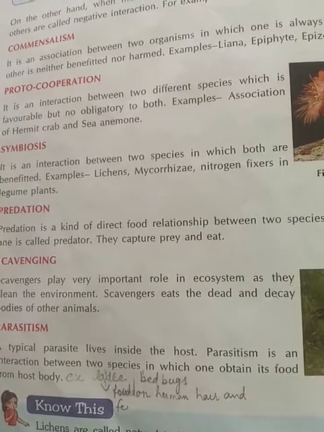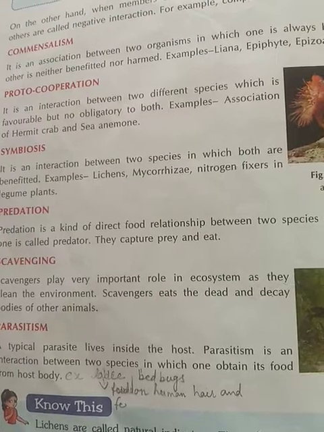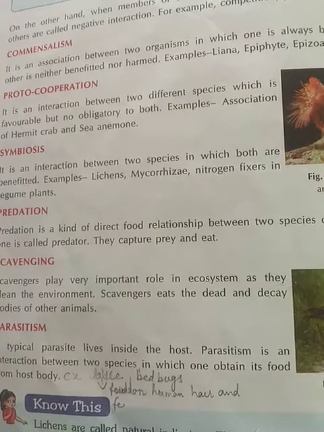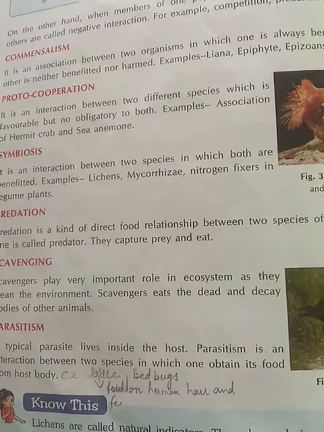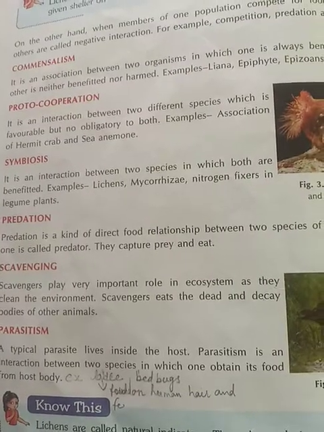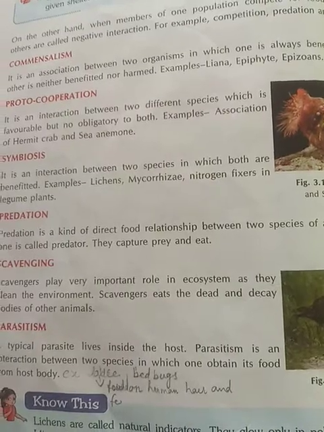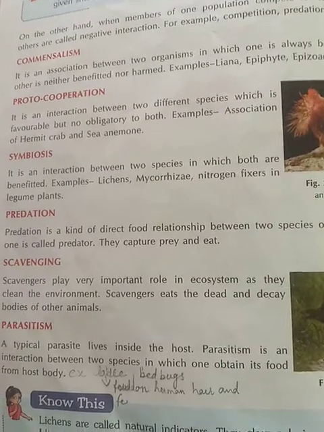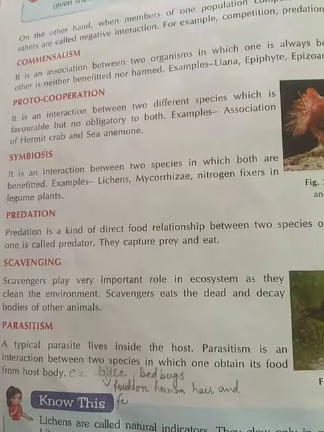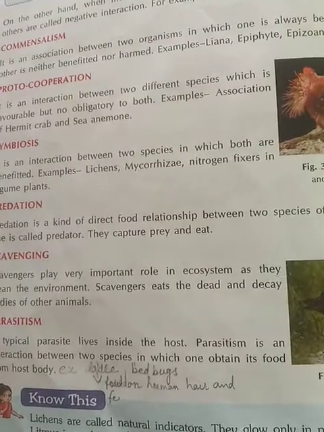Protocooperation. It is an interaction between two different species which is favorable but not obligatory to both. See, in this protocooperation, the different species, it is not compulsory for them. They are favorable, but it is not compulsory that they should benefit each other.